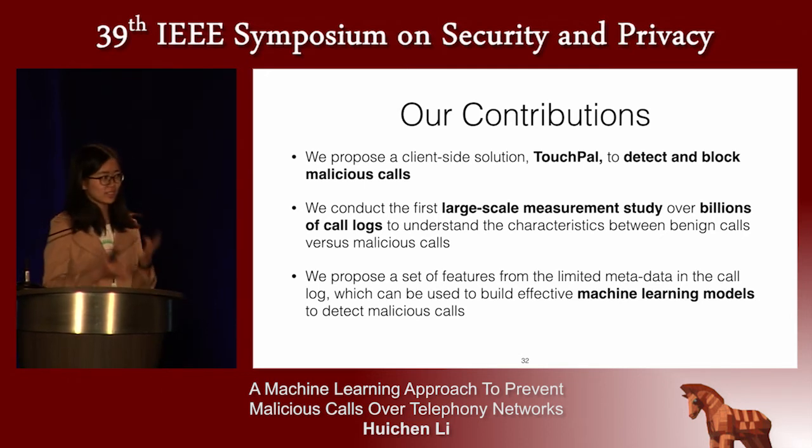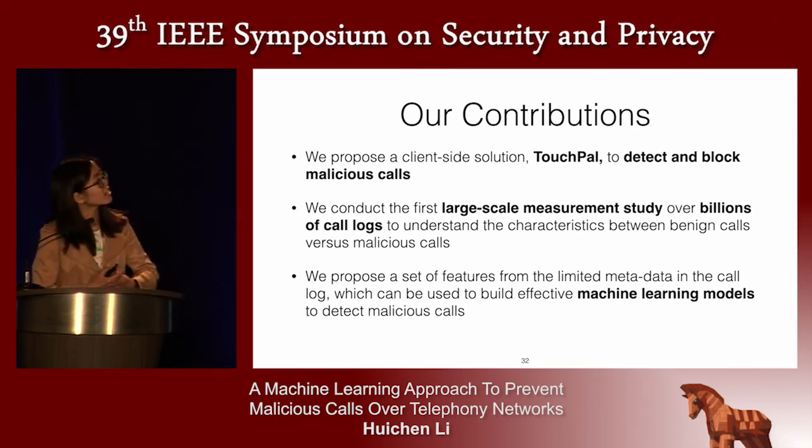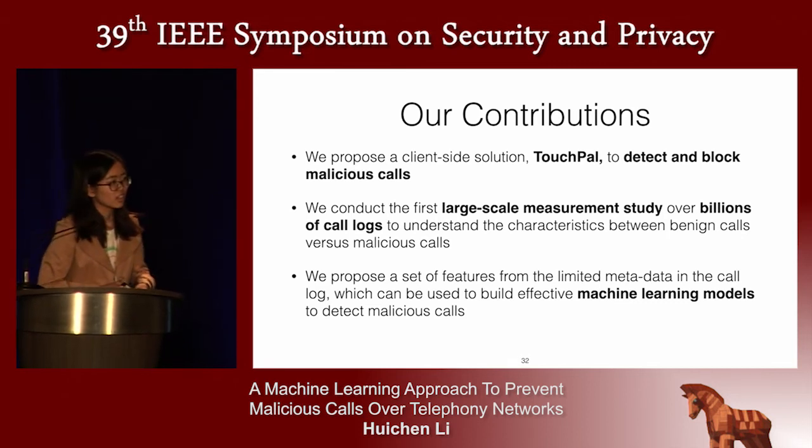Actually, there are 6 different labels, as you said. We use 2 of them as malicious in this work, and the others as benign. The 2 are one is fraud, and one is, I think, harassment, and the other 4 are used as benign.